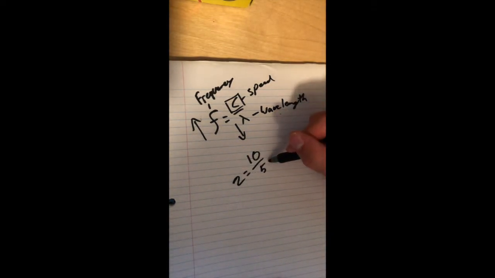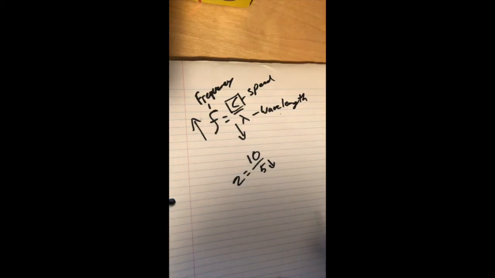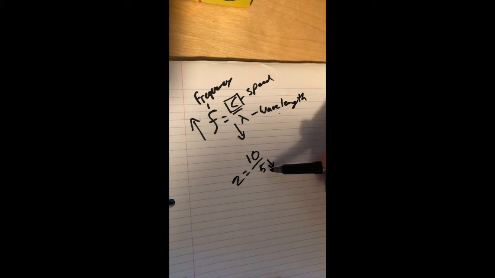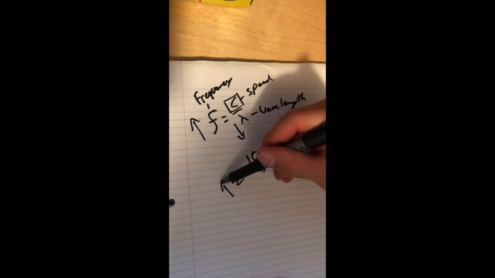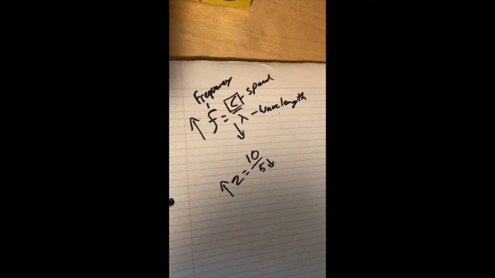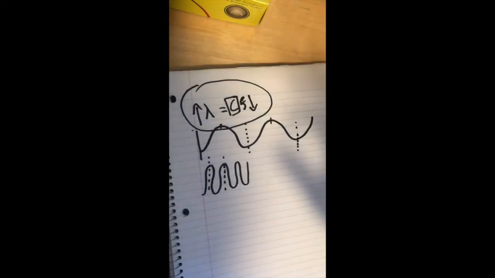What happens if the 5 goes lower? Let's say the 5 changes to a 2. 10 divided by 2 equals 5. So when this number gets lower, this number gets higher. And that's how frequency and wavelength are inversely proportional. That's how they are related together.